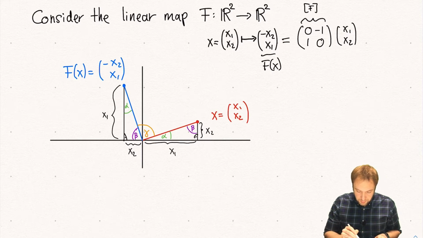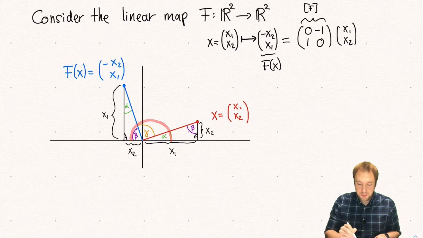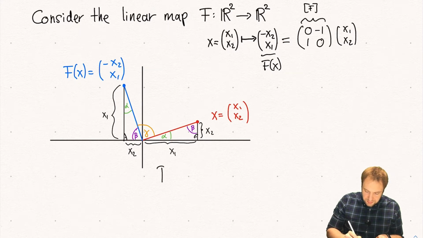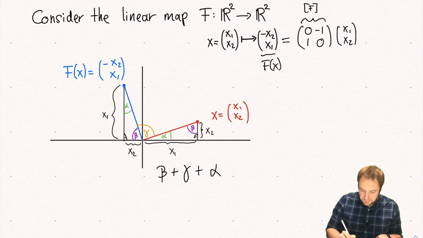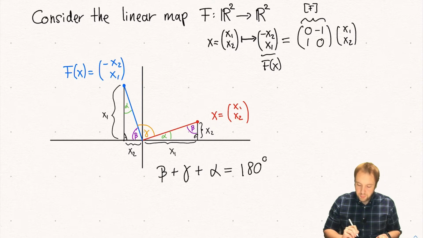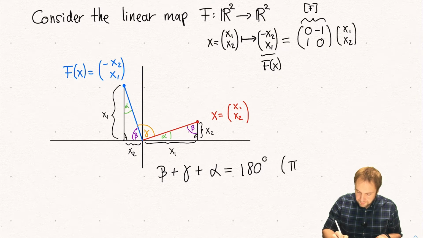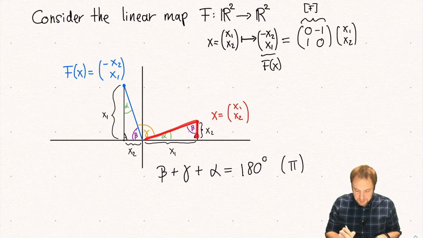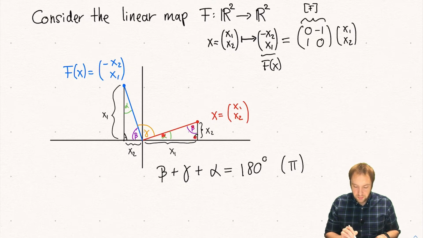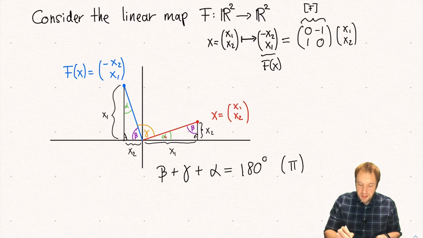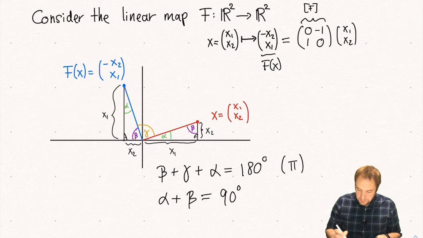And for this, what do we do? We see here that this beta plus this gamma plus this alpha is exactly 180 degrees. So we have the equation that beta plus gamma plus alpha is 180, or if we use radians, this is pi. But we also have that alpha and beta are in the same triangle, and here we have 90 degrees. And we know the sum in a triangle is always also 180. And therefore alpha plus beta is also 90 degrees, which is pi half.